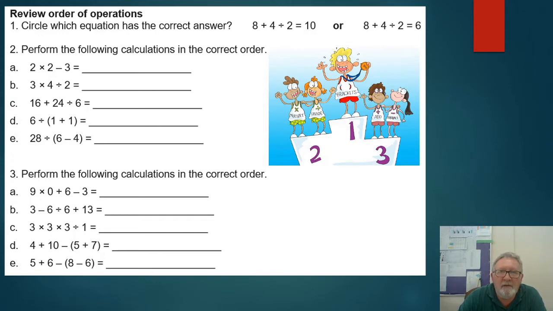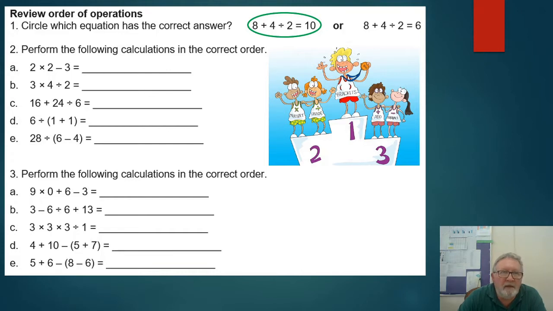And are you ready? Here we go. I hope you circled that one because we need to do the division first. 4 divided by 2 is 2, 8 and 2 is 10. Right, you can pause the video in a moment and work through exercises 2 and 3. Remember, use the picture if you need. All right, pause the video, come up with the answers. Away you go.